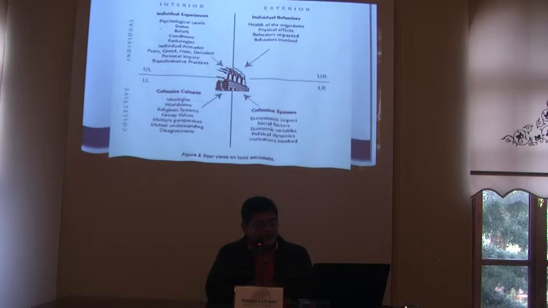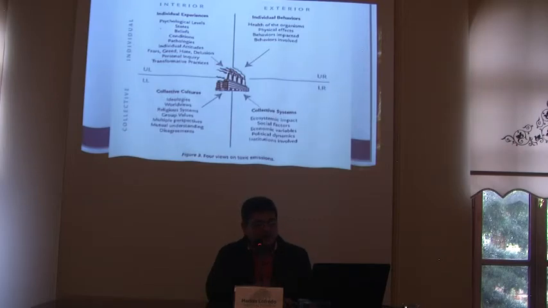The individual experiences involved in this disaster are at the psychological level: states, beliefs, conditions, pathologies, individual attitudes, fears, greed, hate, delusion, personal inquiry, transformative practices. On the exterior, you have the health of the organisms, meaning the humans and those affected. Not only humans, but even animals and plants. Physical effects, behaviors impacted, behaviors involved.